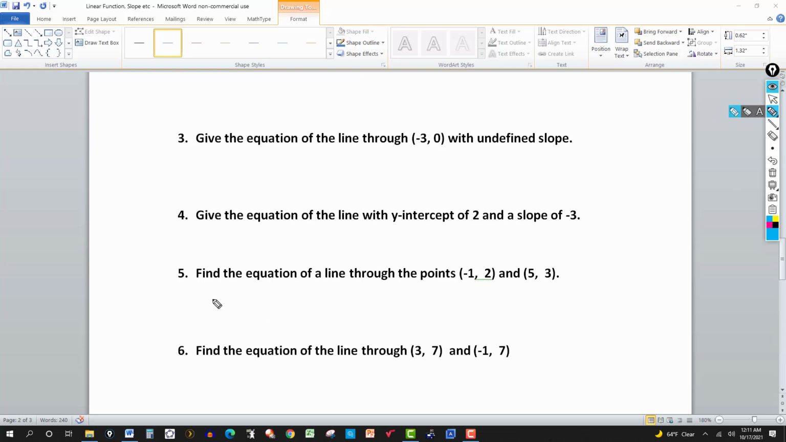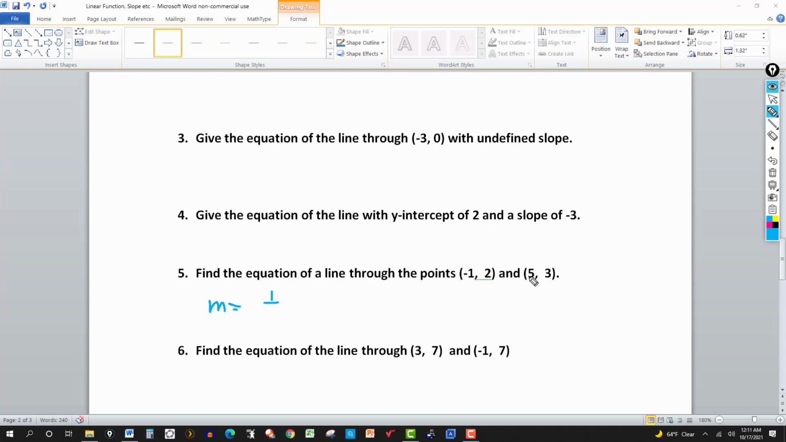So let's first find the slope. Again, the difference in the y, so that'll be 3 minus 2. That's going to be on top. That'll be 1. Okay, 3 minus 2. Make sure you subtract in the same order when you do the other part.